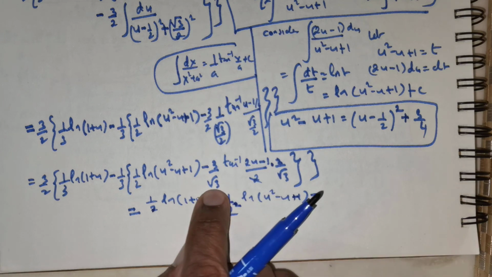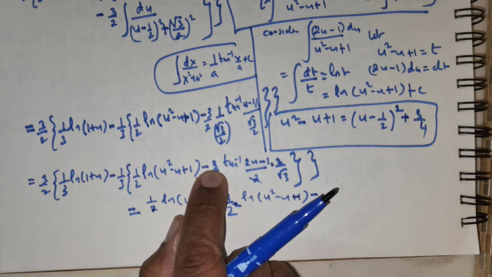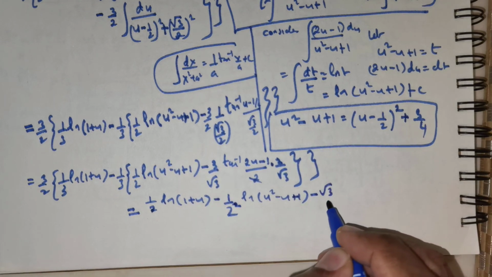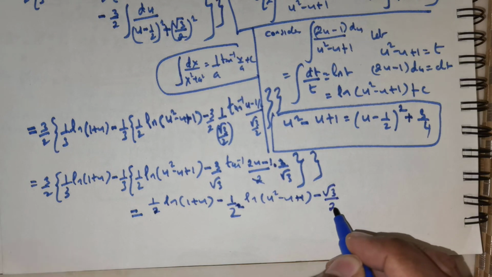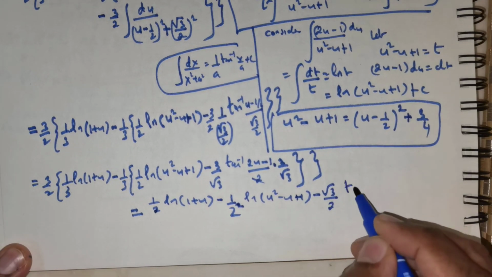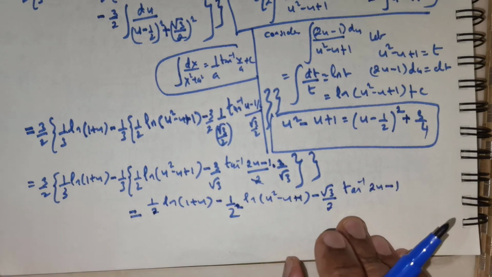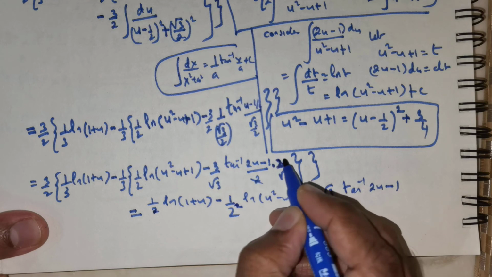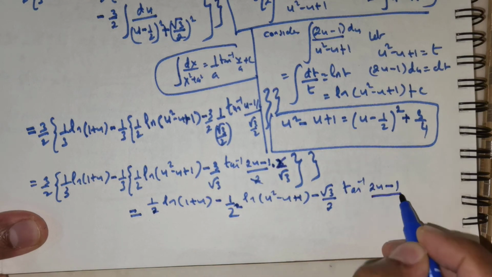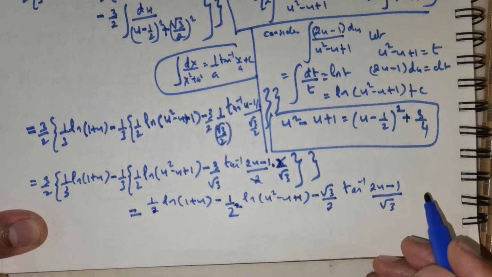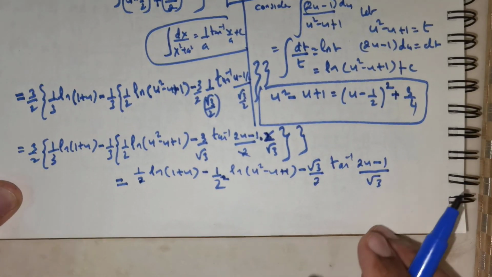So if 1 over 2 comes inside, there is a root 3 here. So I can neutralize the root 3 with the root 3 over there. So that would mean I will be left with root 3 divided by 2, right, times tan inverse of 2u negative 1. Of course, the 2s that we see here, they both get cancelled, giving us root of 3, right? So that is looking good. Let me check one more time if everything is fine.